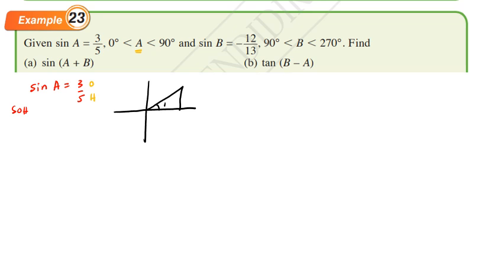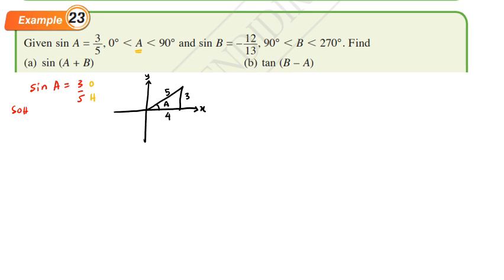So this one is A. Sebab dia kata opposite is 3. This one 3, hypotenuse is 5. So we know that 3, 5, this one must be 4. Okay, ni simple. So this one Y and this one is X.